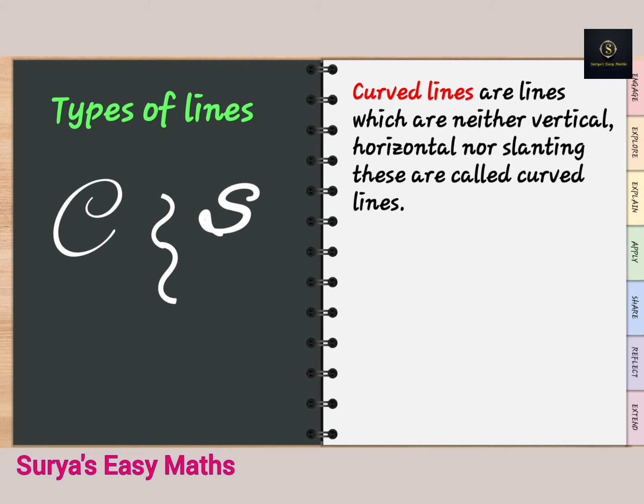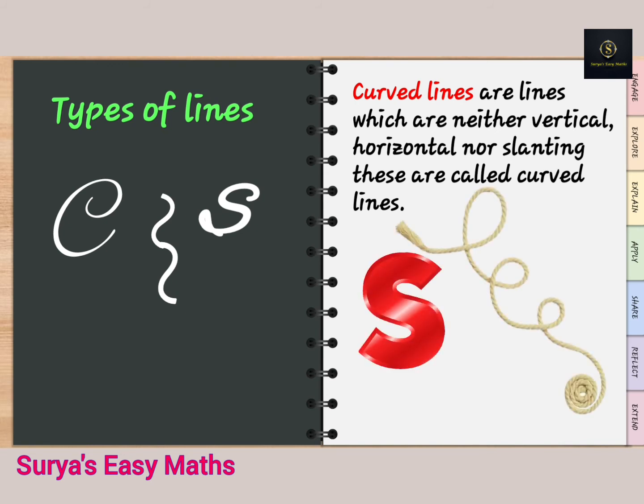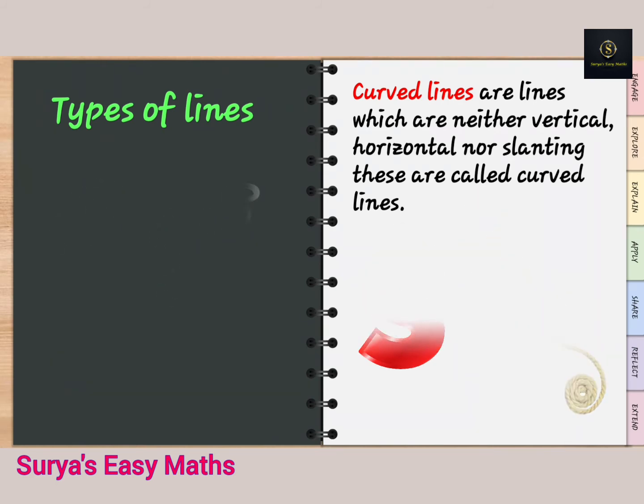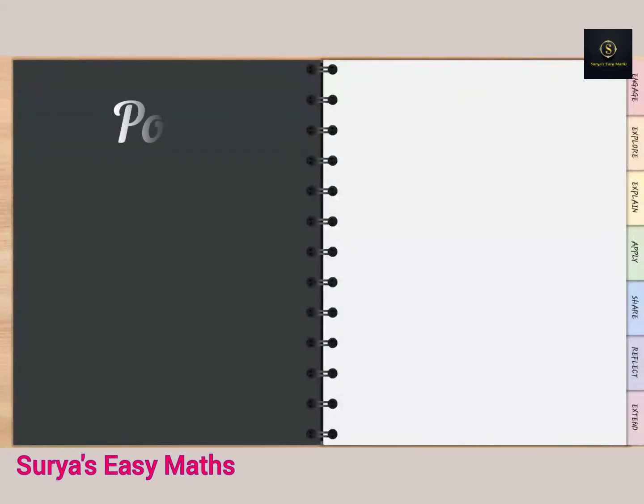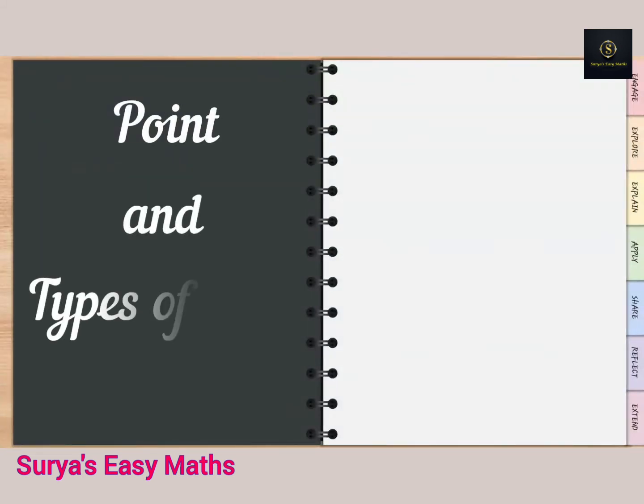You can see here, for example, the picture of letter S. You can see the rope image. These all are in curved line. So now children, I hope that you all have understood about point and types of lines.